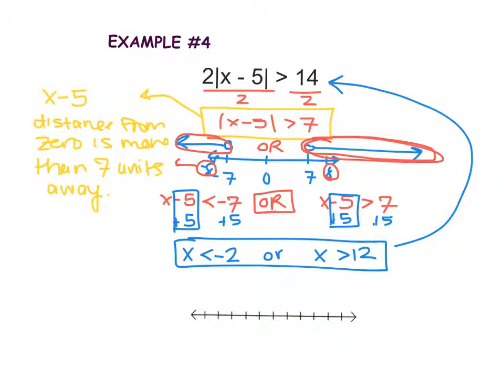Now all I need to do left is plot this on a number line, 2, 4, 6, 8, 10, 12. We have open circles at 12 and then going towards numbers bigger than 12, open circle at negative 2 and going towards numbers that are smaller than negative 2.